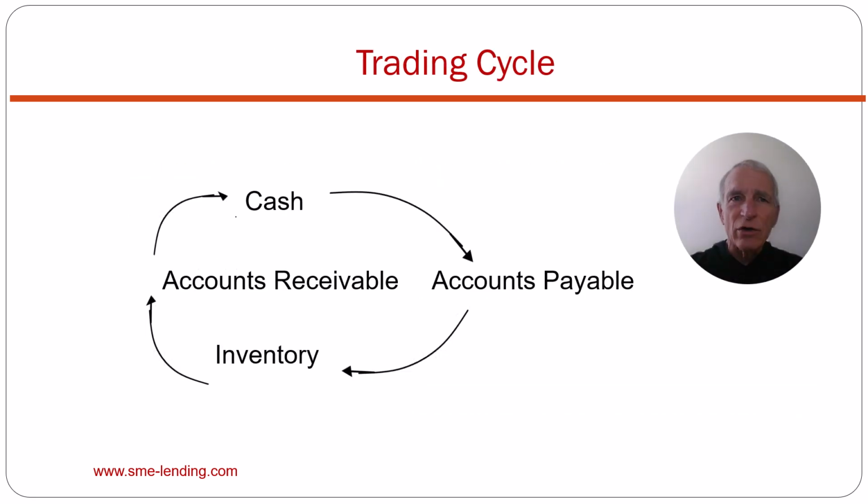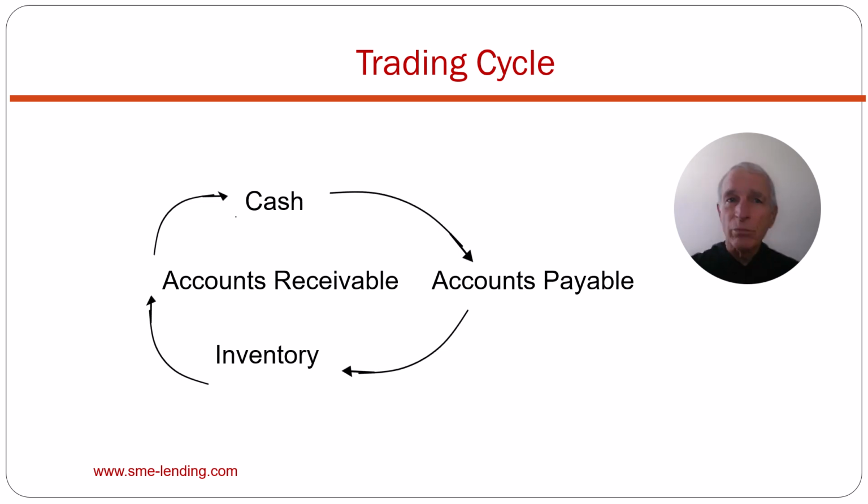The trading cycle traces the natural flow of funds from suppliers, that is, accounts payable, to inventory, to accounts receivable, to cash, and then back to repay creditors. This is a very important part of financial analysis. Indeed, measuring the timing of these steps is the basis for the analysis called the cash conversion cycle.